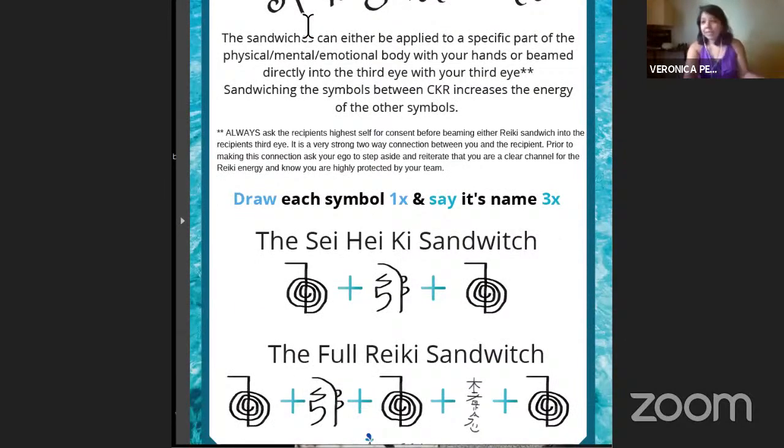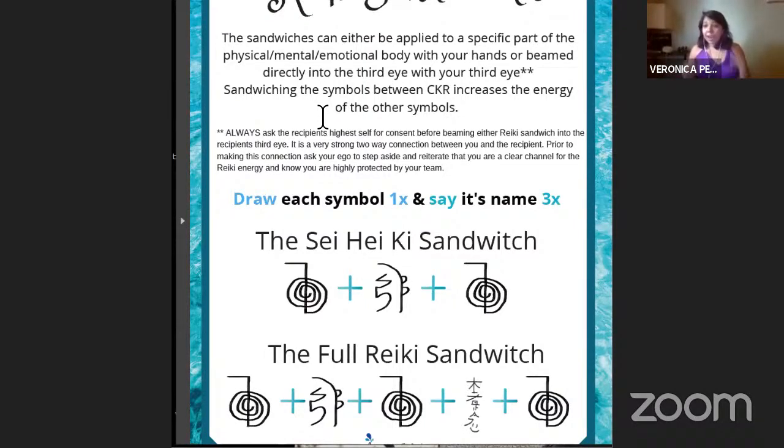So Reiki sandwiches, we talked about this a little bit last week, but here we'll get into a little bit more specifics. They can either be applied to a specific body part or wherever you're working. So you can do, oh, sorry. You can do Choku Rei, Choku Rei, Choku Rei, Choku Rei, Sei Heki, Sei Heki, Sei Heki, Choku Rei, Choku Rei, Choku Rei.